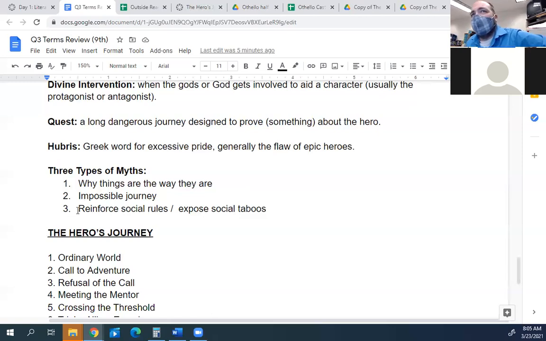And then we have the reinforced social rules or exposed social taboos myths. Don't kill your dad or marry your mom. Don't eat people. Don't cheat death or try to change your fate. It's not possible. Be hospitable to others. All of these sorts of things are reinforced in myths. So try and identify, when I give you a myth, there's definitely going to be a question on this: what type of myth are we dealing with here?